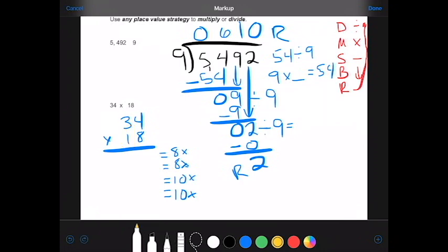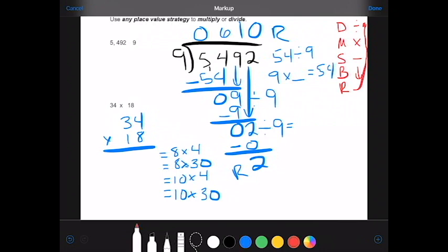So now we have 8 times, and now we've got to do it times the 34. So it's going to be 8 times 4 and 8 times 30. Again, be careful. This does not look like a 3. It is definitely a 30, okay? Then for the 10, we do the same thing. We multiply it times the 4, and we multiply 10 times 30.